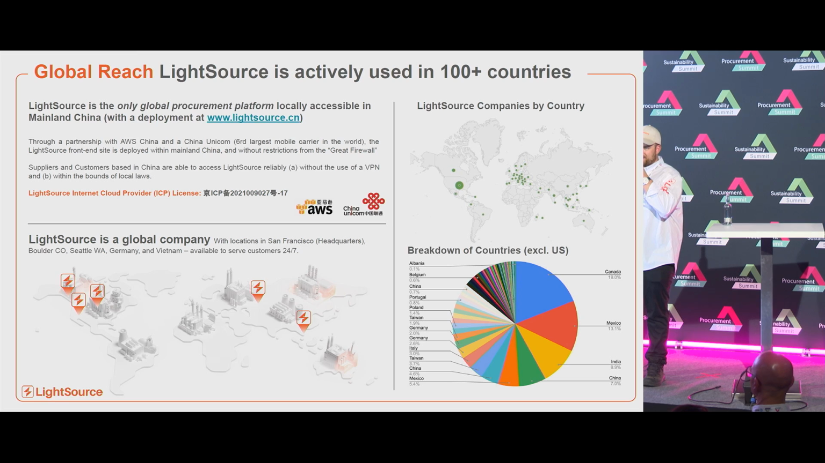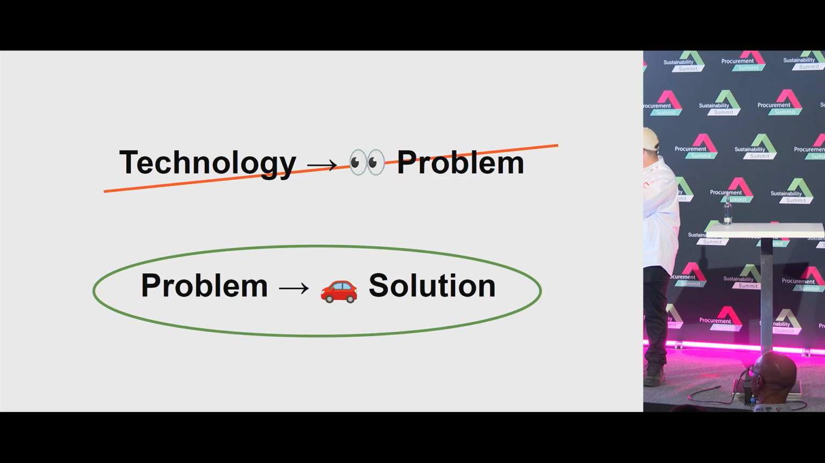So if you want to get like 70% of your suppliers using a tool, you have a lot of options. If you want to get 100% of your suppliers using a tool and getting into a single pane of glass, then Lightsource is frankly the only option.